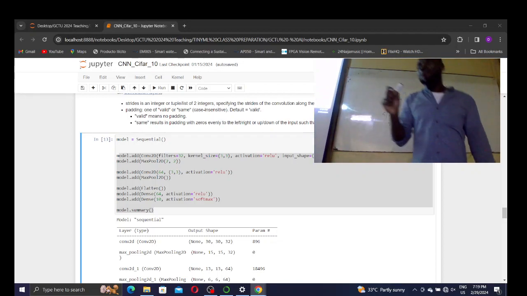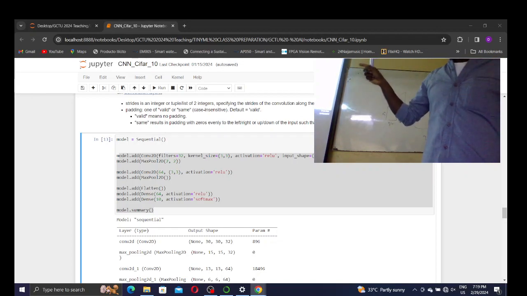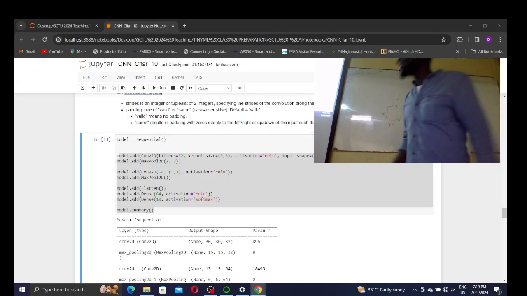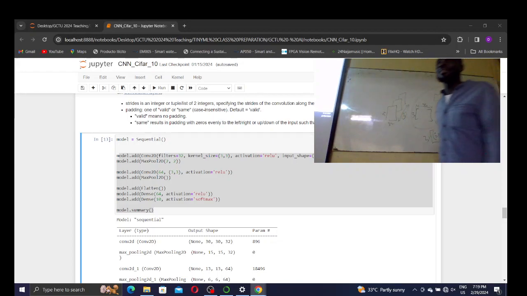Now the issue comes in. What is the number of parameters? How do you calculate that one? The same way. Try it and see.